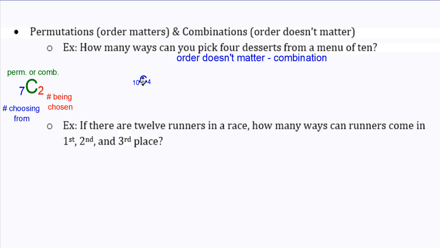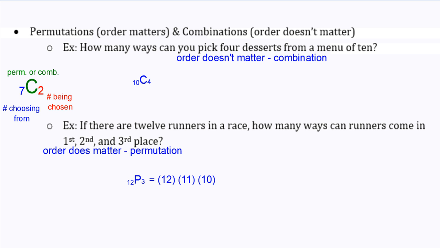As opposed to the second example, 12 runners, they come in first, second, and third place. Well, I'm sure that the person in third place and the person in first place will care if the order gets changed. So the order definitely does matter, so we have a permutation. 12 total runners, 3 of them being chosen, so 12P3. Now, as far as how to calculate these things, 12P3, so when I'm calculating a permutation, we start with this first number and we count down, we multiply the second number of spaces.